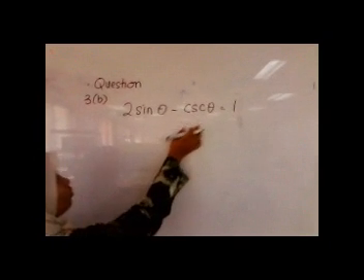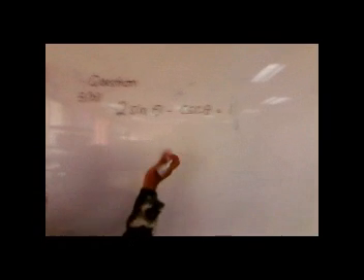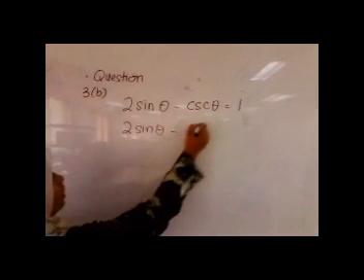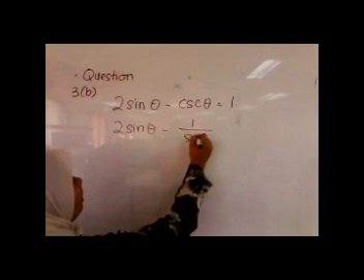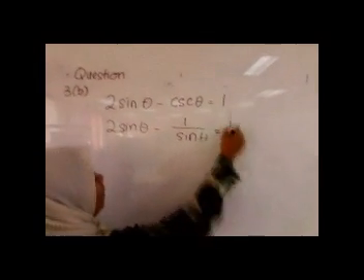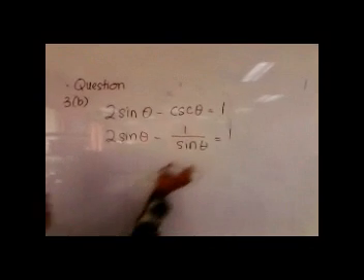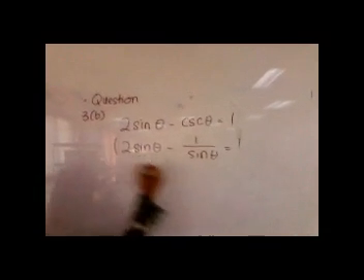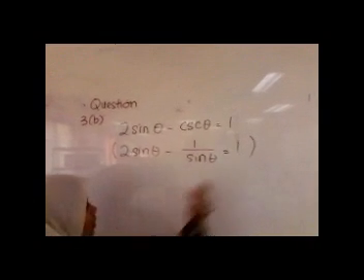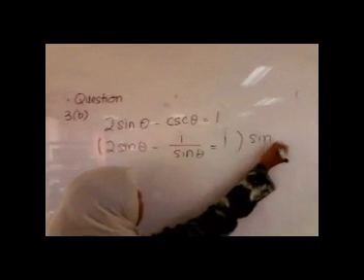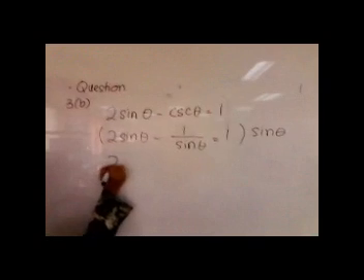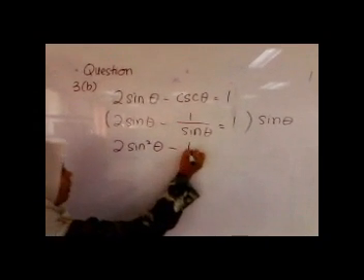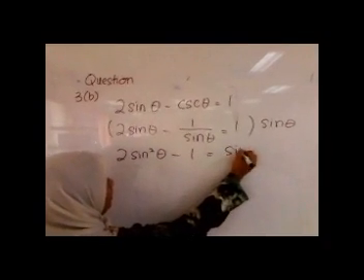So cosecant ini kita boleh tukarkan sebagai 1 over sin theta. So 2 sin theta tolak dengan 1 per sin theta equals to 1. Okay. So kita tak nak ada pecahan dekat sini. So apa yang kita perlu buat ialah kita darabkan semua persamaan kita dengan sin theta. So kita akan dapat 2 sin square theta minus 1 equals to sin theta.